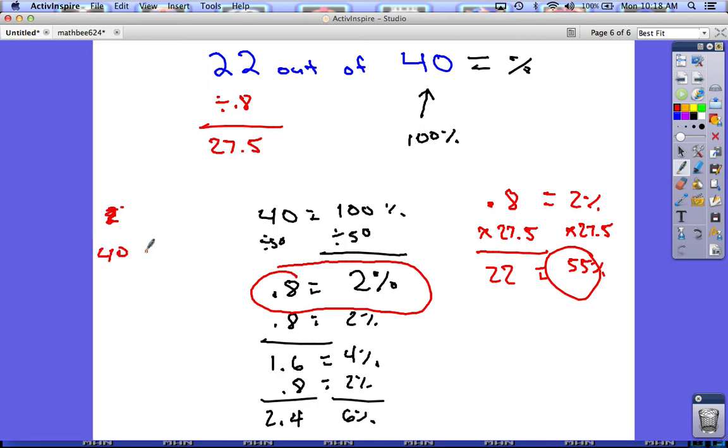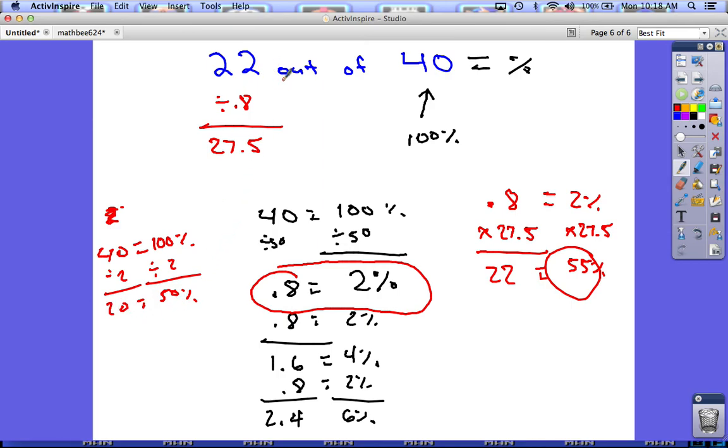So if we start again with 40 is 100%, you could have done a lot of things. You could have, let's say, divided by 2. That's 50%. Divide this by 2. That's 20. So we know that every 20 is 50%. Well, we're real close to 20 already, so we know it's a little bit more than 50%.